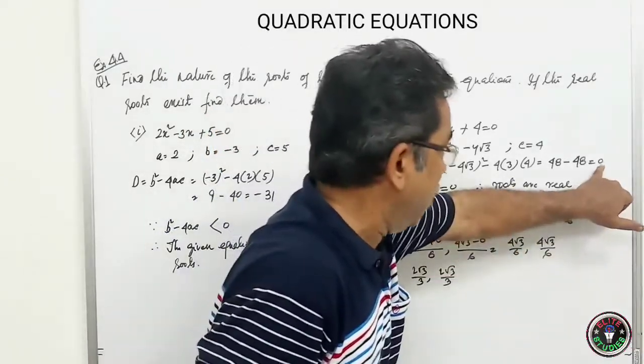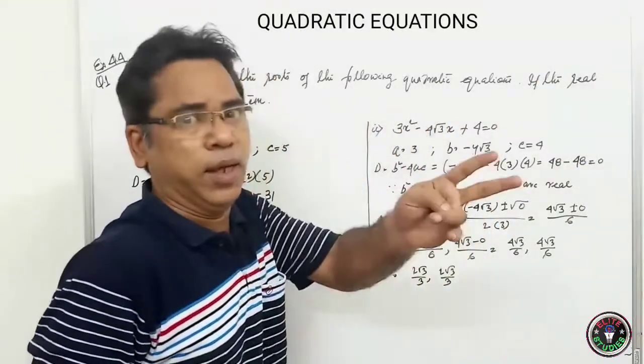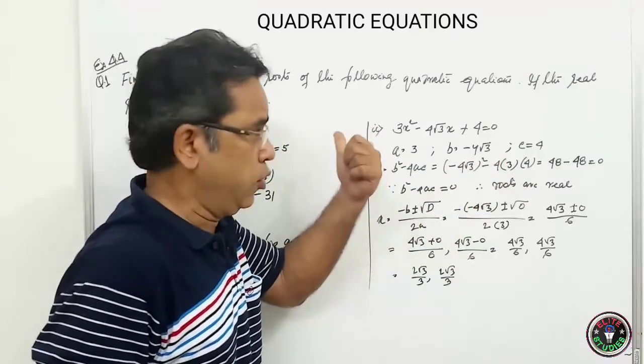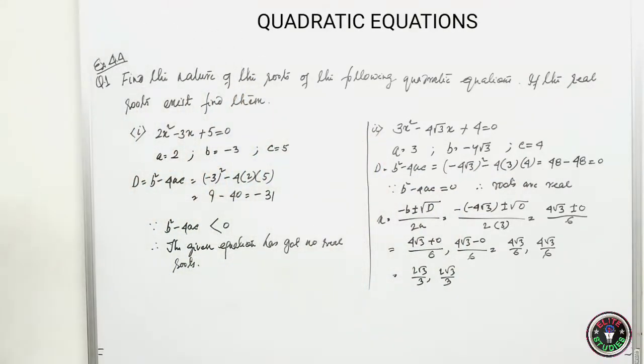If it is greater than 0, roots will be real, no doubt, but they will be unequal. You refer to the tree I have taught you just now. So please take the screenshot, please.